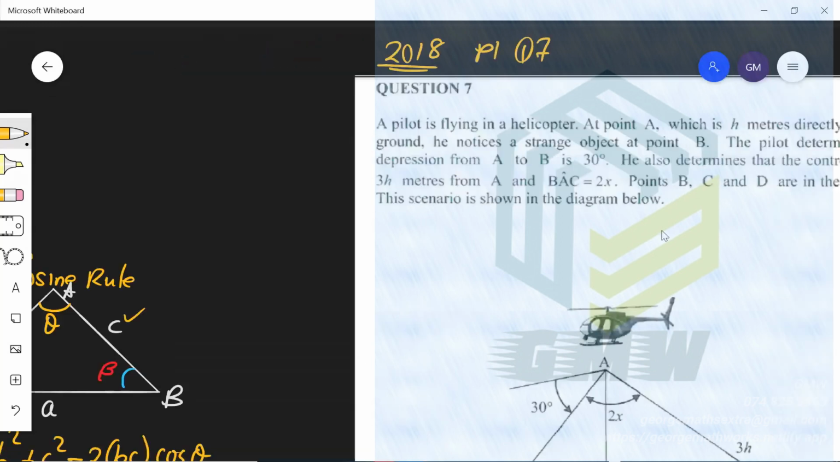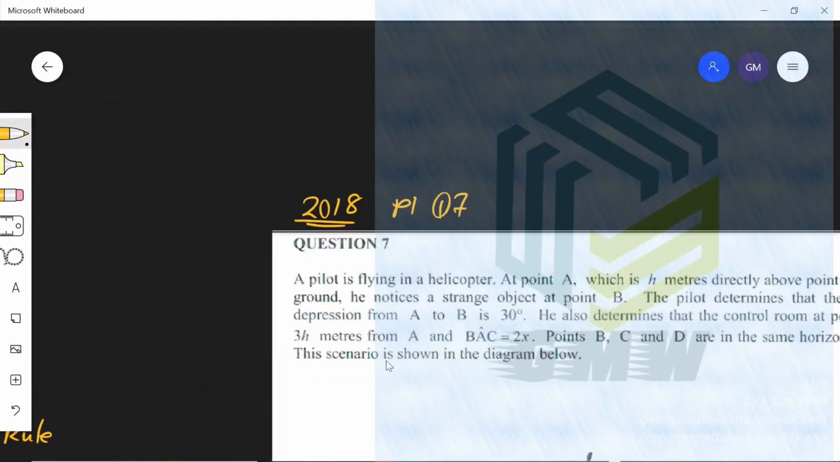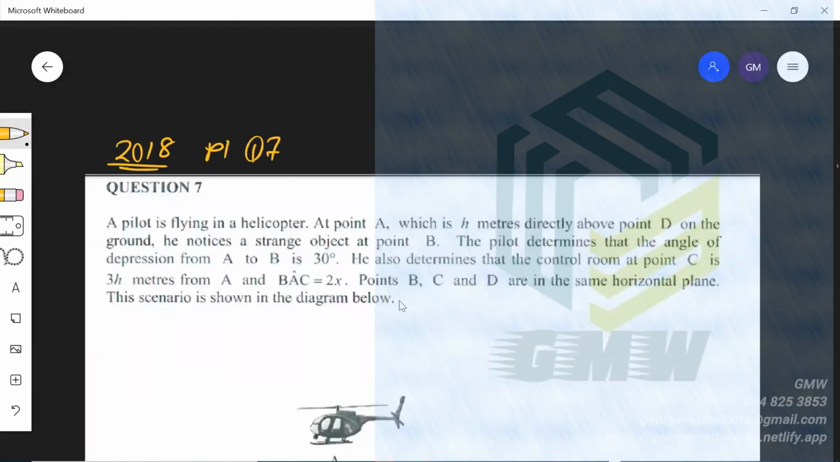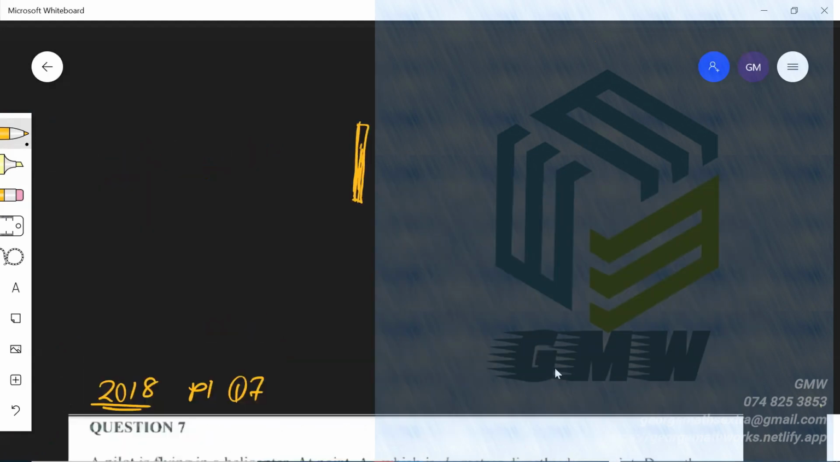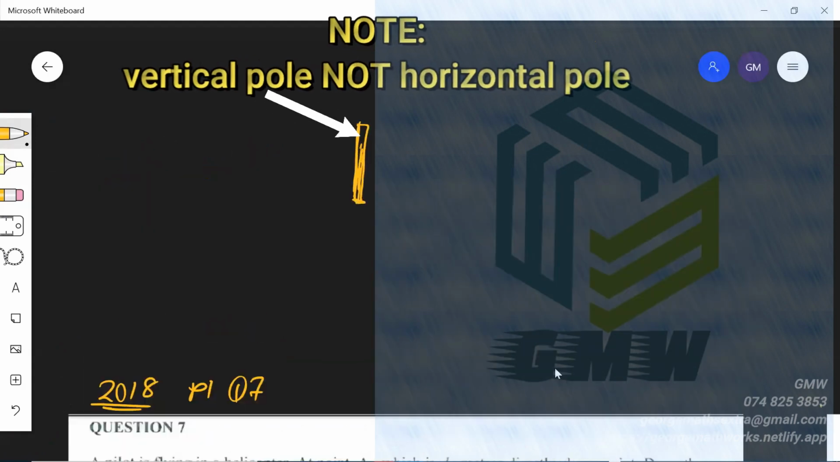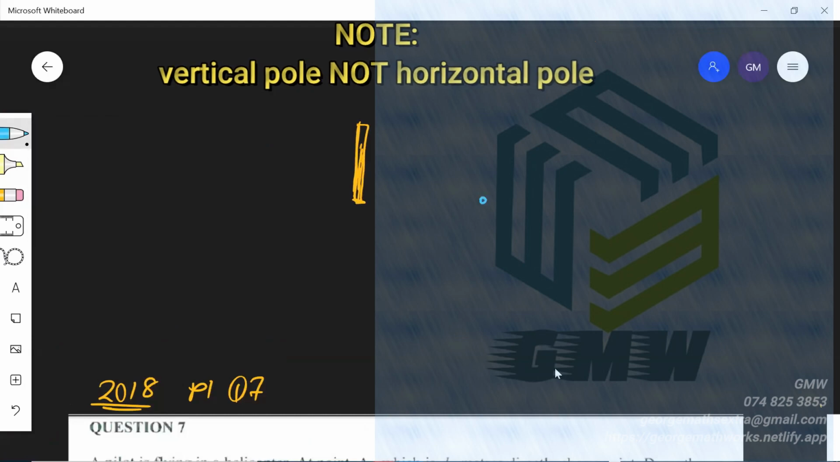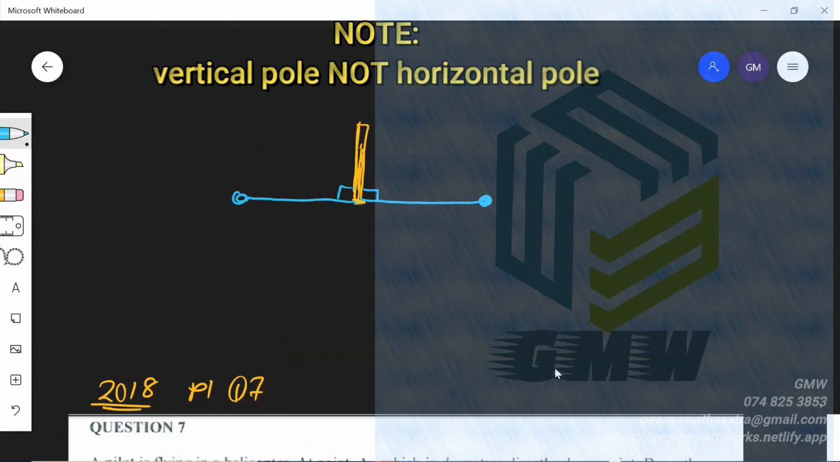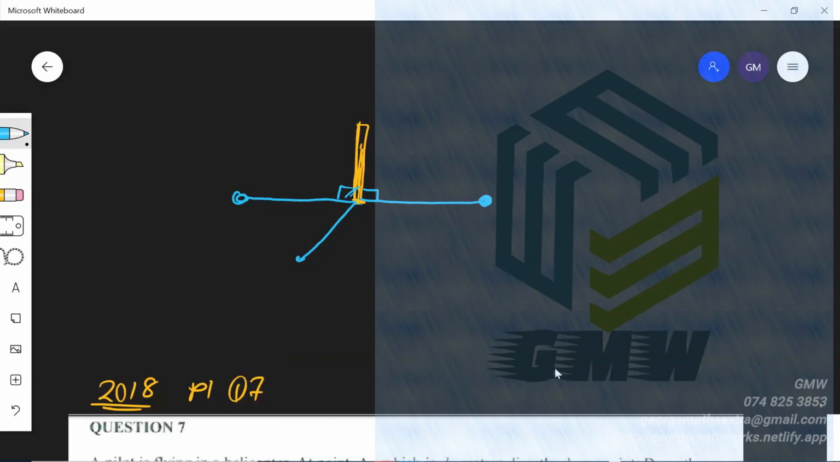This is the scenario. I want to give you something before we deal with this question. Normally, they will say a netball pole is provided. I want to explain this part where they are saying points B, C, and D are on the same horizontal plane. If this is a horizontal pole, a person standing here will be at 90 degrees with the pole. A person standing here will also be at 90 degrees. That's the same thing. It is always 90 degrees to the pole. You agree?